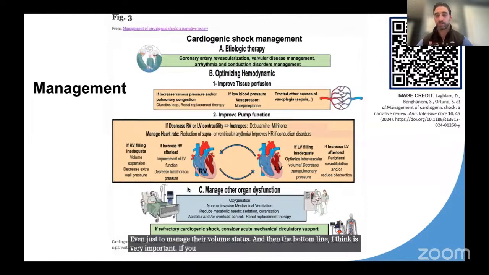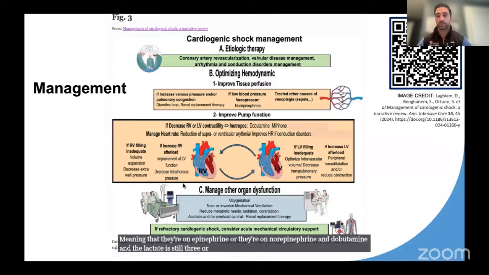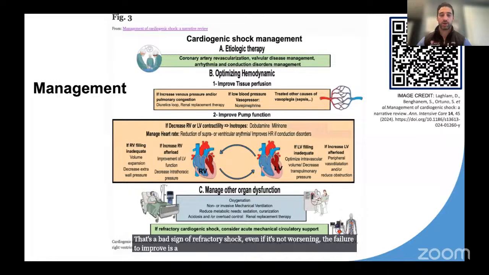If you have refractory shock, meaning that you've done those things that we just discussed, and they still have signs of even stable shock, meaning that they're on epinephrine or they're on norepinephrine and dobutamine, and the lactate is still 3 or 4, and they're still having pulmonary edema, and they're still not making much urine output, that's a bad sign of refractory shock. Even if it's not worsening, the failure to improve is a bad sign. And so that would be the time to reach out to a cardiac center if there's one nearby, and consider escalating support, or at least escalating to invasive hemodynamics to help guide you.